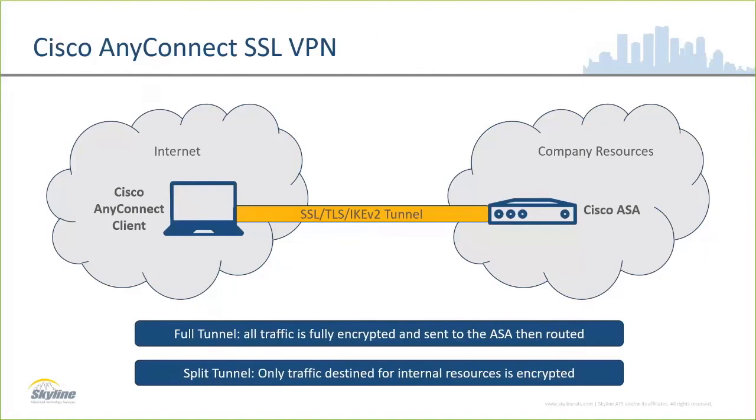And usually the way this happens is when you fire up the AnyConnect client on your endpoint, there's a virtual adapter in your client that's actually used to facilitate the communication back to the ASA.